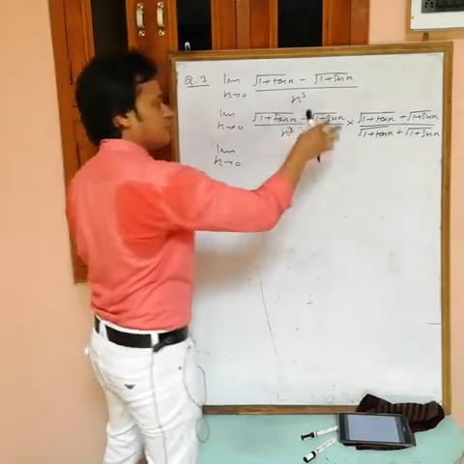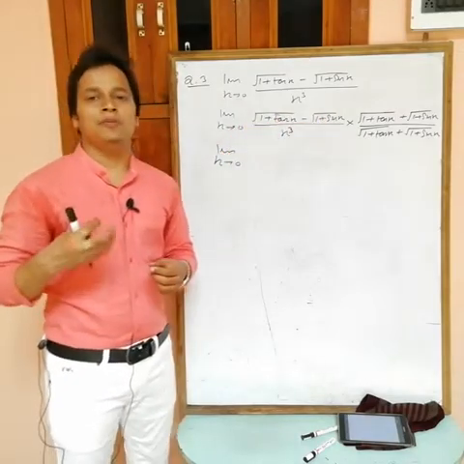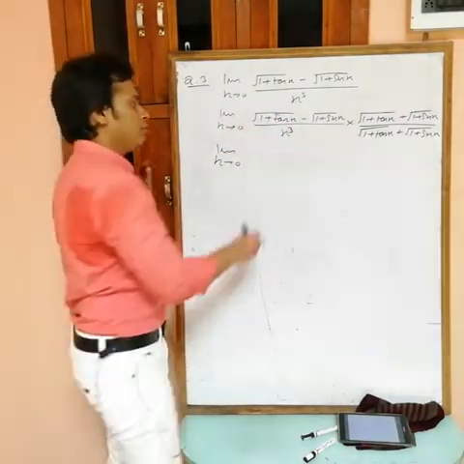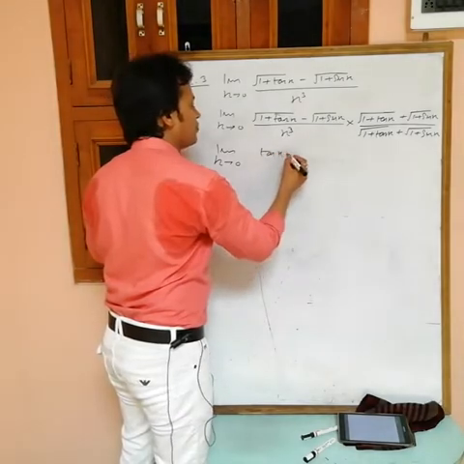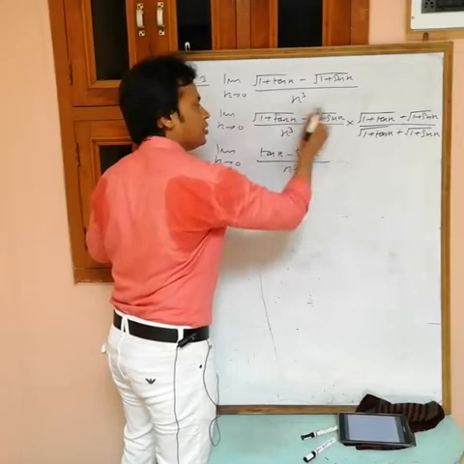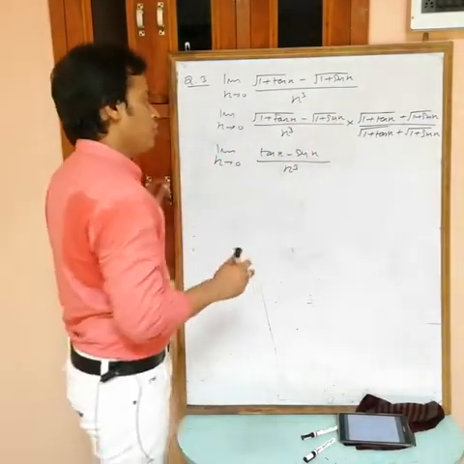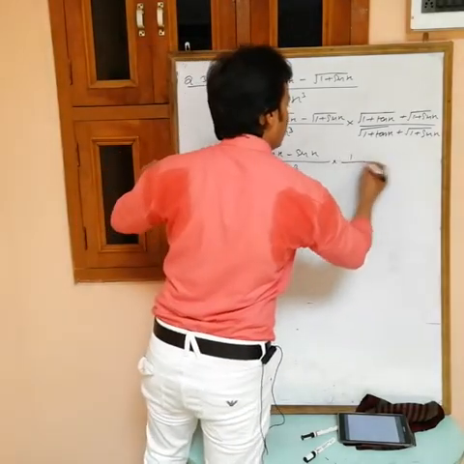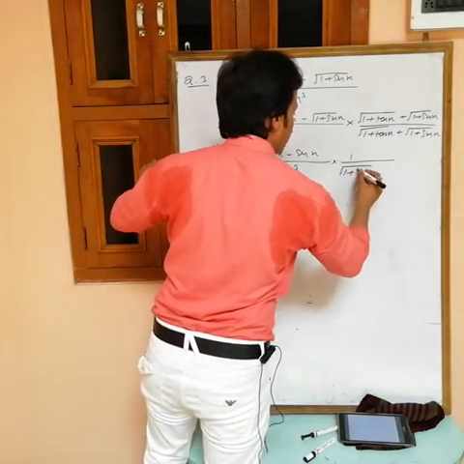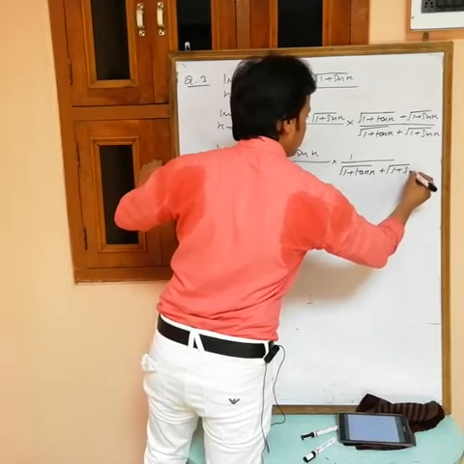Root a minus b, a plus b, a square minus b square. A square is 1 plus tan x, b square is 1 plus sin x. 1 will be cancelled out. You will get only tan x minus sin x by x cube. This one into this one is tan x minus sin x because 1 will be cancelled out. Okay, in the denominator here we have 1 by root over 1 plus tan x plus root 1 plus sin x.